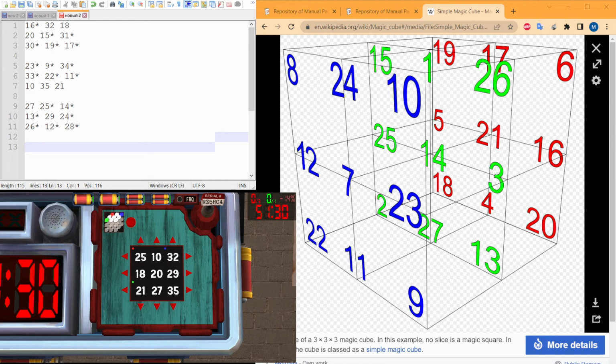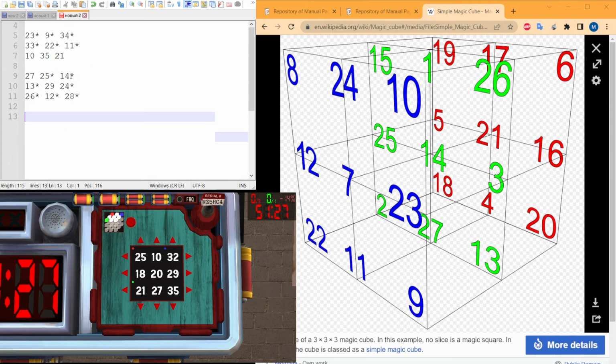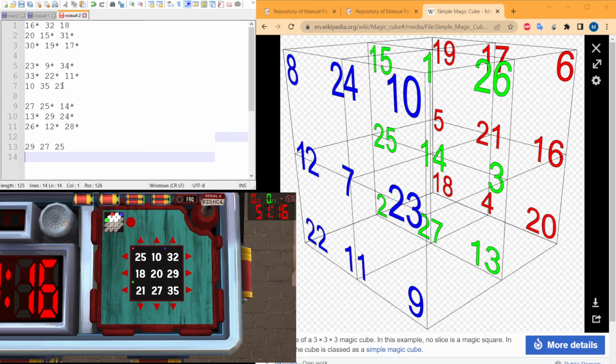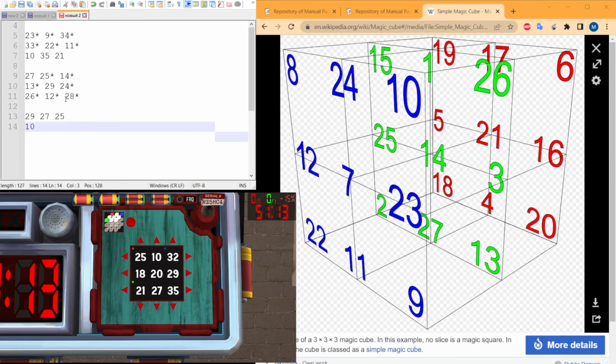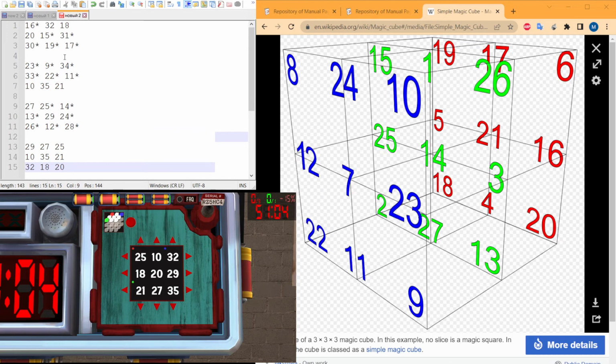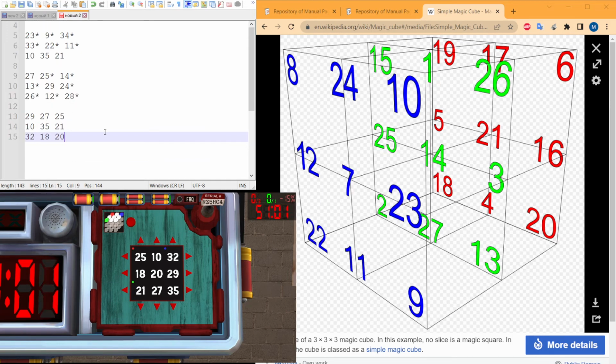20. Okay, so the top row is going to be from the bottom one, which is 29, 27, and something that is already present in top row, which is 25. Middle row is going to be 10, 35, and 21. Top row is going to be 32, 18, 20. Yeah. Now top row should have 29, 27, and 25. Middle row should have 10, 35, 21.